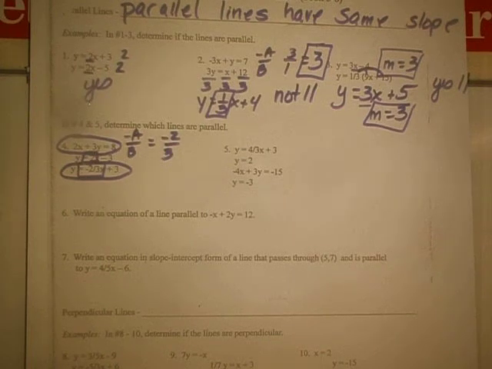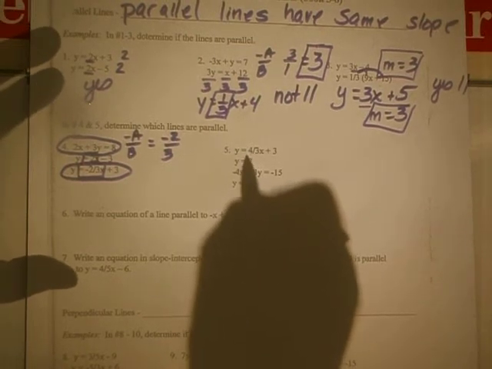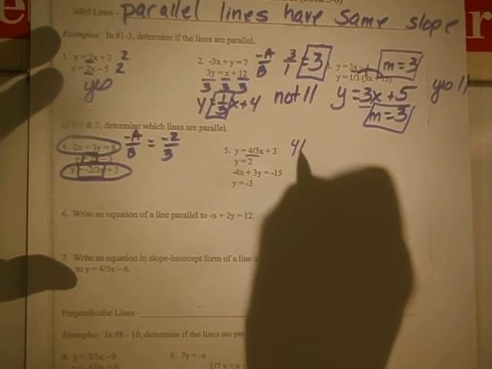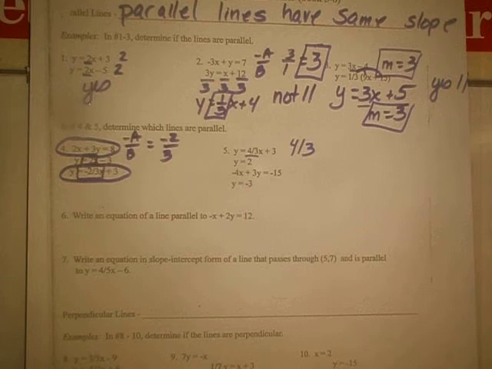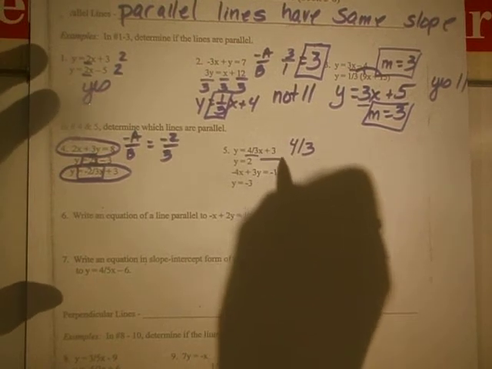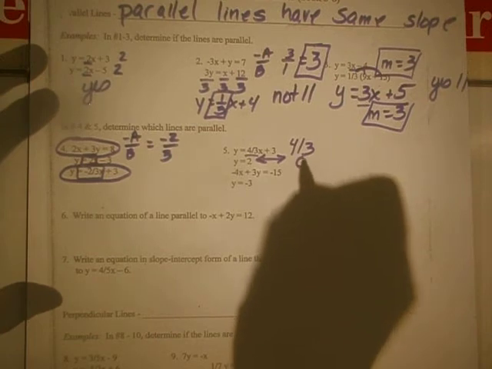Let's take a look at the second one. Number 5, y equals 4/3 x plus 3. That is in slope-intercept form. So our slope is 4/3. Second one is y equals 2. Y equals is that wide line, it looks like this, a horizontal line. The slope of y equals a number is 0. That is a horizontal line, so the slope is 0.